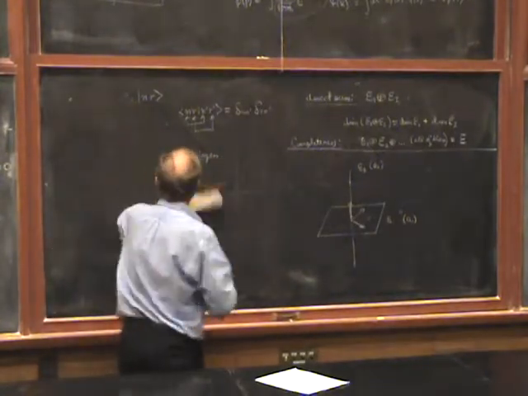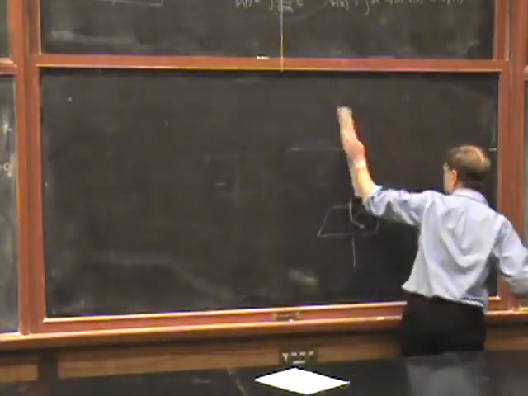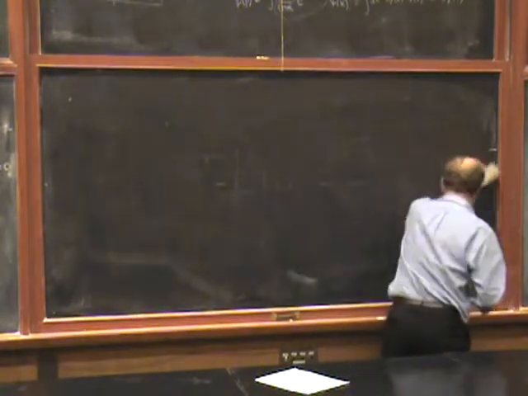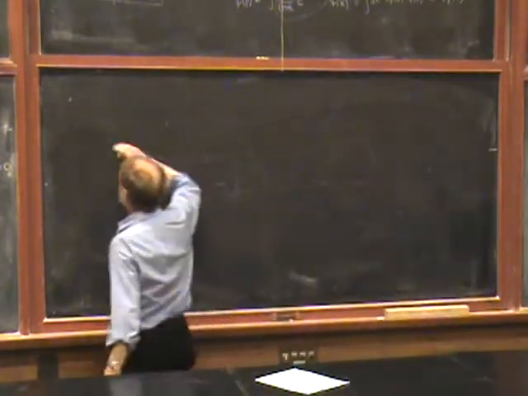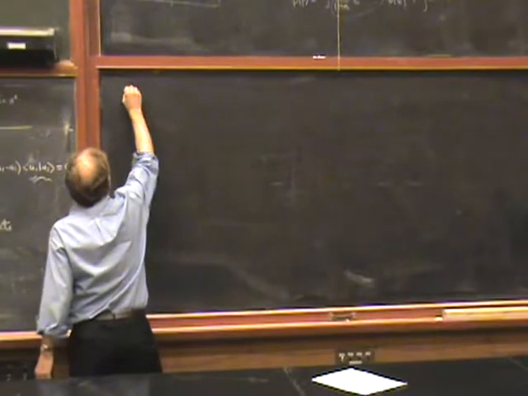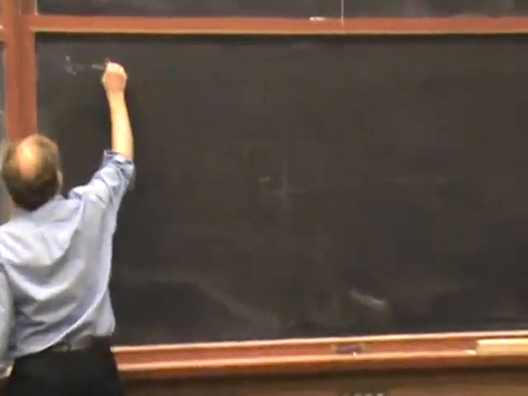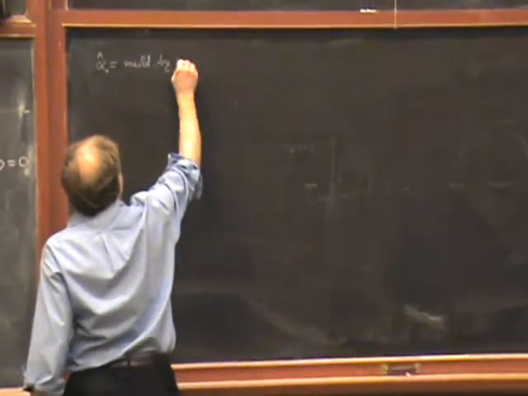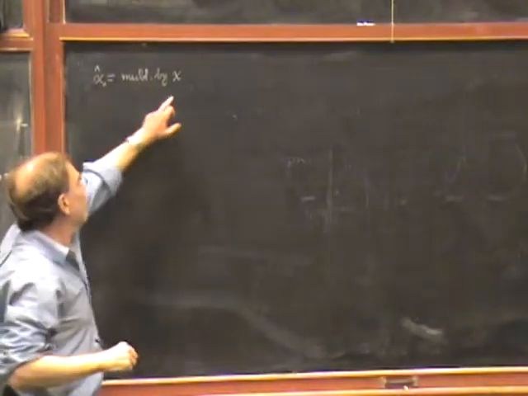Let's do something similar with the position operator, again in one-dimensional wave mechanics. So let's call x hat the position operator, which is multiplication by x. So the hat is the operator, and the x is the number.